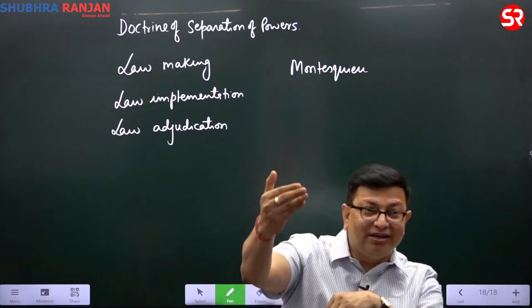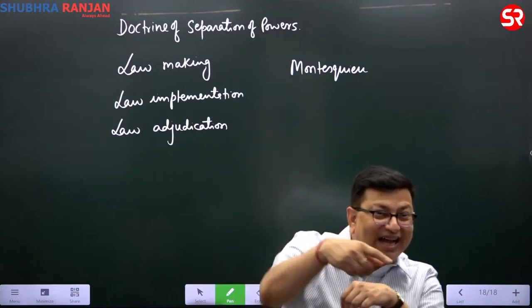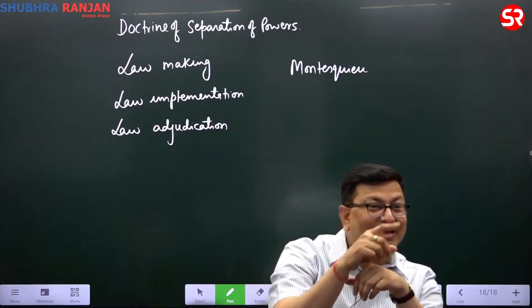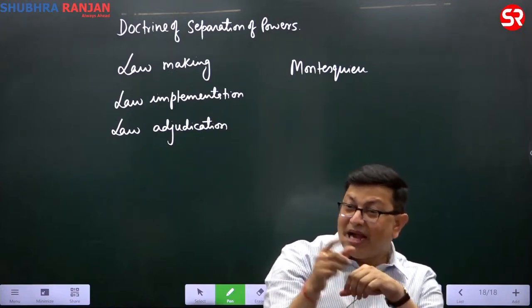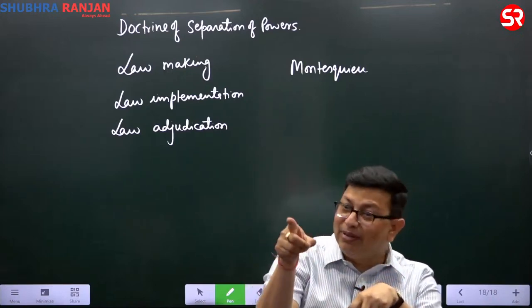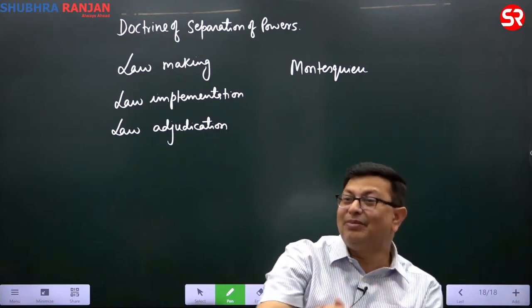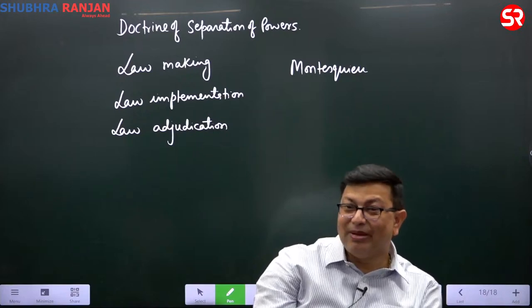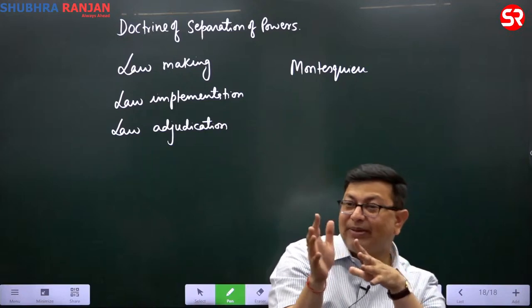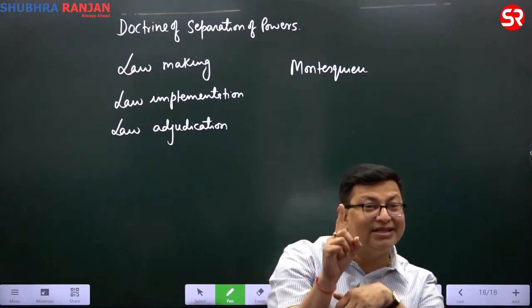The ministers take part in the proceedings also as members of the legislature, and they take part in the discussion and debate on the bill as members of the legislature. And after the bill is passed, they are responsible for the implementation also. They look into the implementation part also as members of the executive. There is a fusion. So strict separation of powers may not be feasible in a parliamentary system.